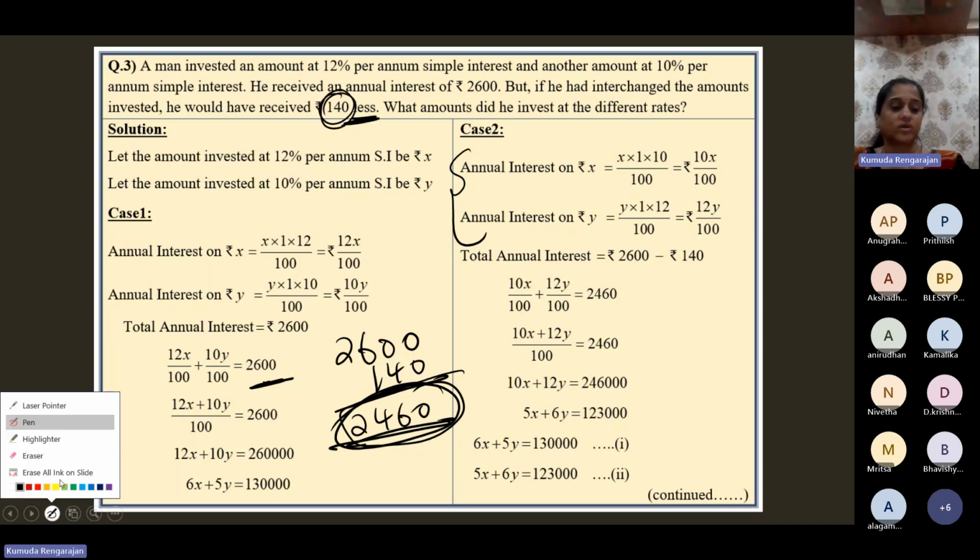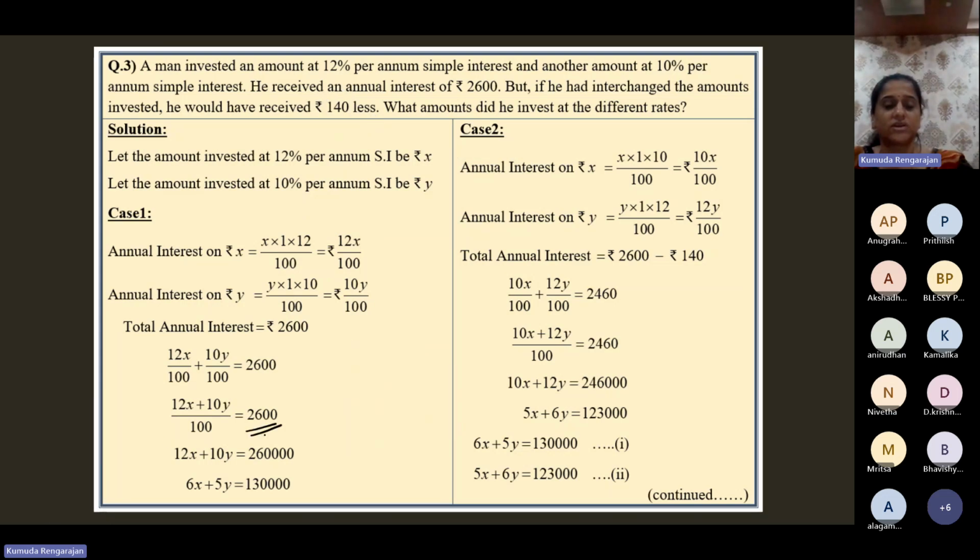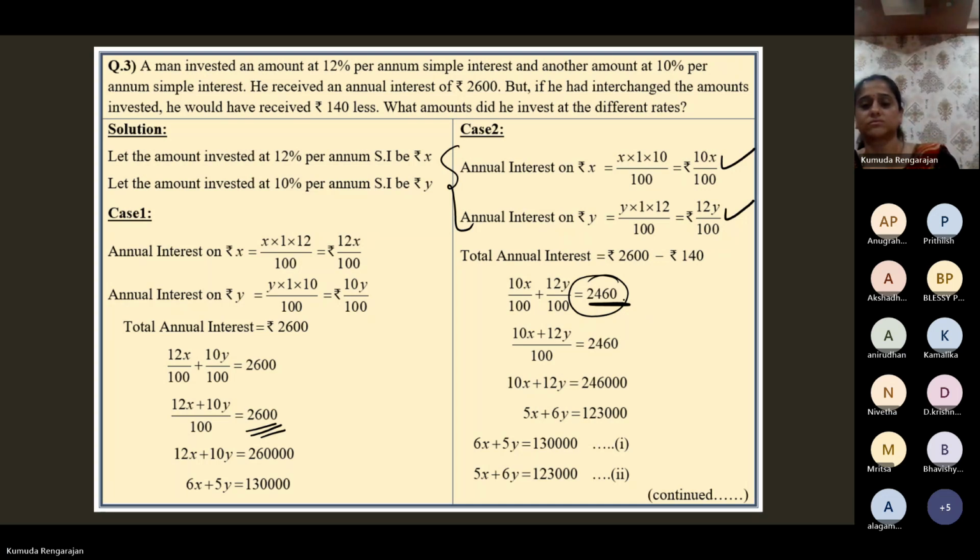So in the first case, he's getting 2,600, right? If he invests in this manner, he'll get 140 rupees less. That will be 2,600 minus 140, which is 2,460. So again, this annual interest plus this annual interest is equal to 2,460. Take the LCM and work this. You get 5x plus 6y is equal to 1,23,000.